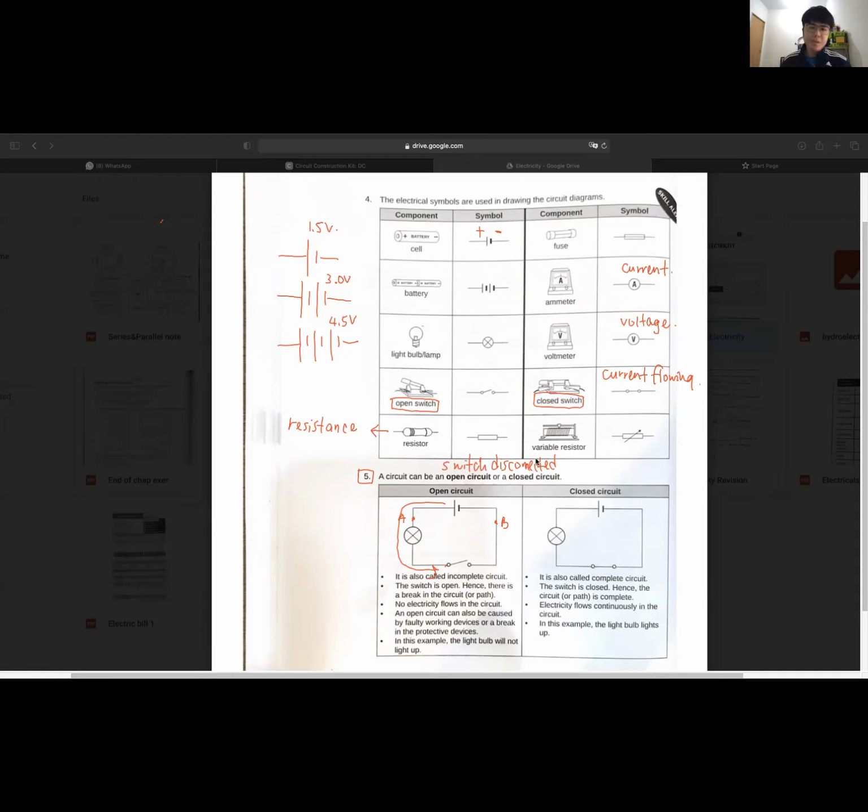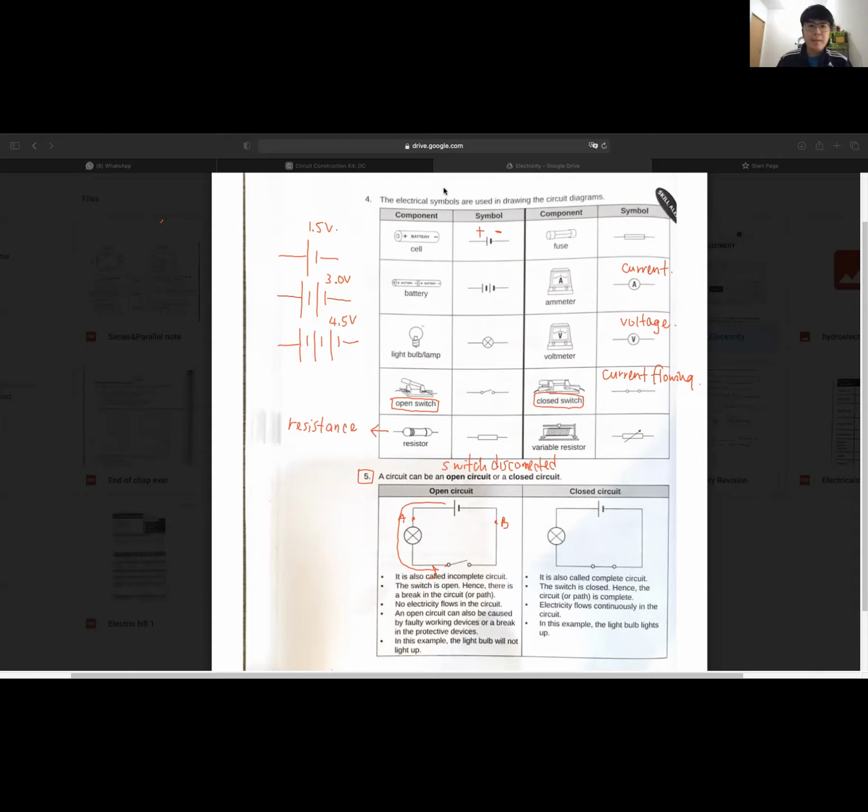Let's say you have two bulbs here, and one bulb is damaged because there's a break in the internal wiring. It can cut the whole circuit, because if one bulb is damaged, then current cannot flow past the bulb, and then it becomes an open circuit. Incomplete circuit.